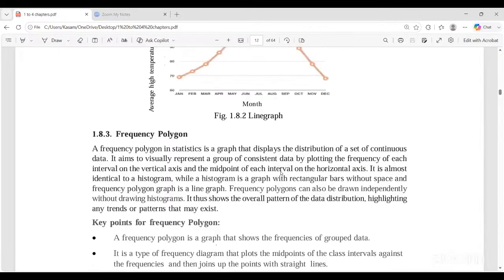So frequency polygon means it is a statistic, a graph that displays the distribution of continuous data. Continuous data ante polygon vaadtam manam, discrete data ku vaadam. It aims to usually represent a group of consistent data.